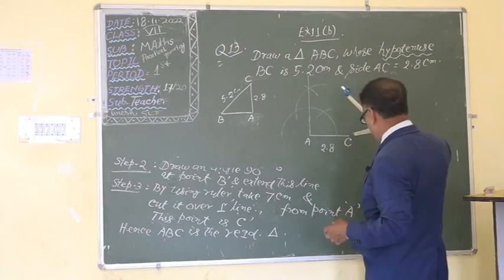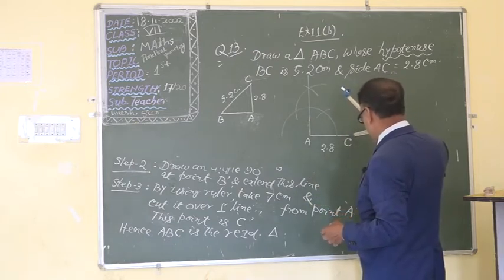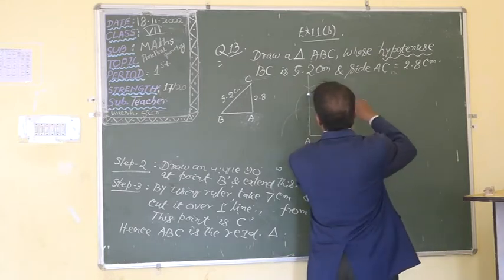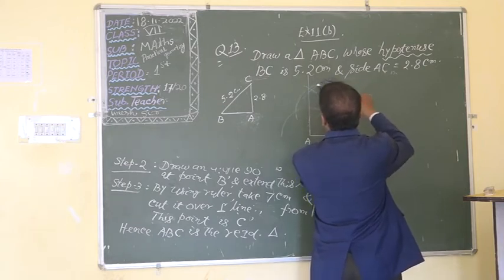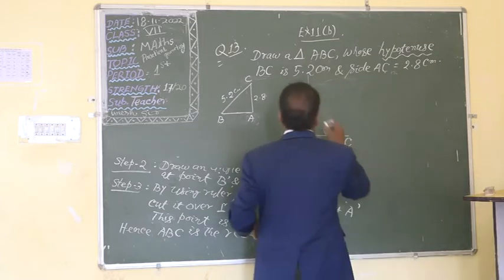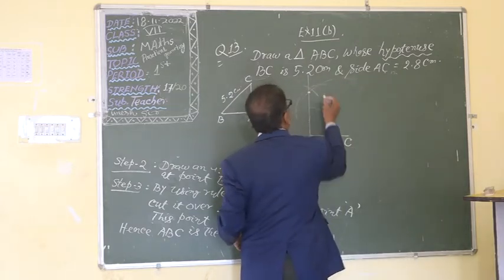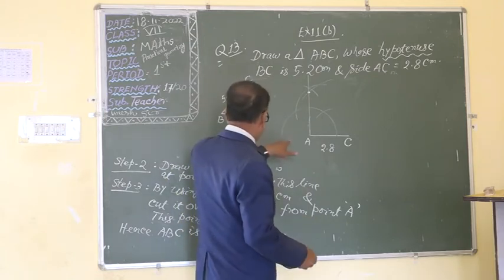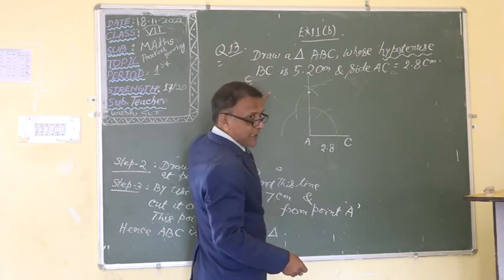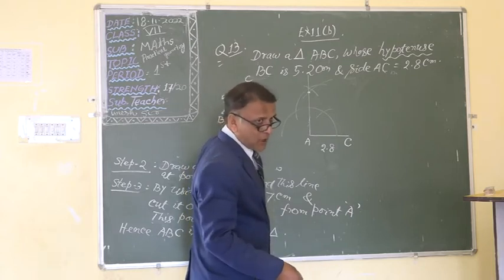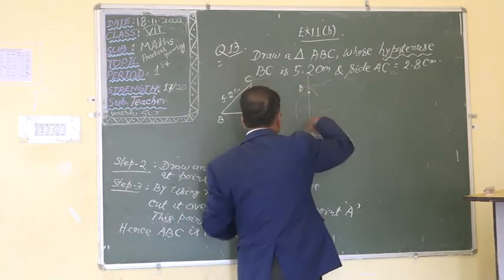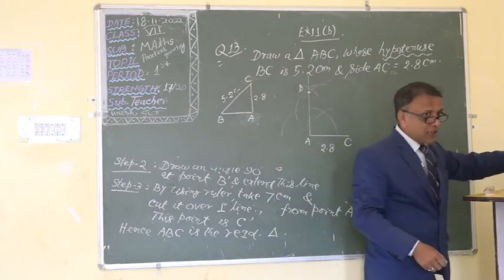From point C, that 5.2, you draw over that perpendicular line. Got it? Now I got this point. I took 5.2 centimeter from the point C. CB is 5.2, no? So this point is your B. I cut over that perpendicular line because hypotenuse is the BC.